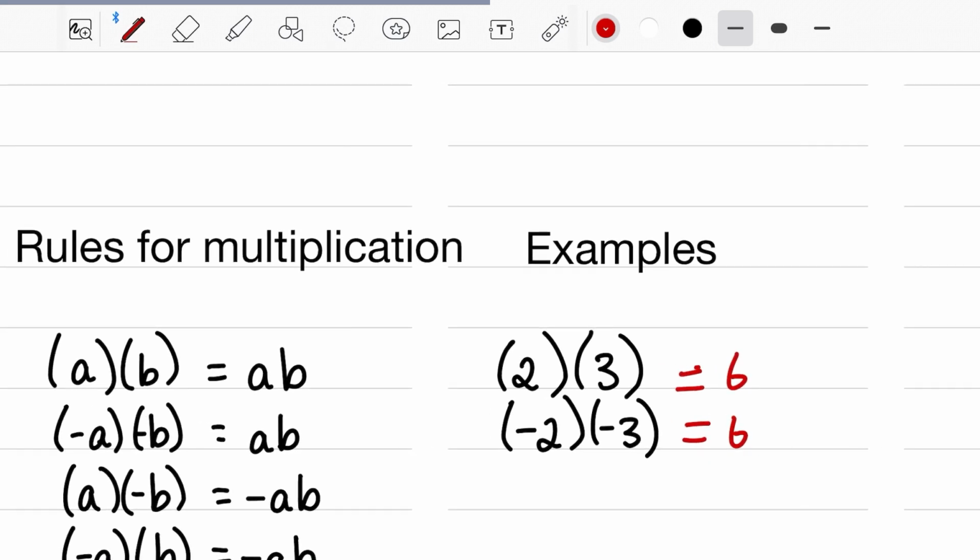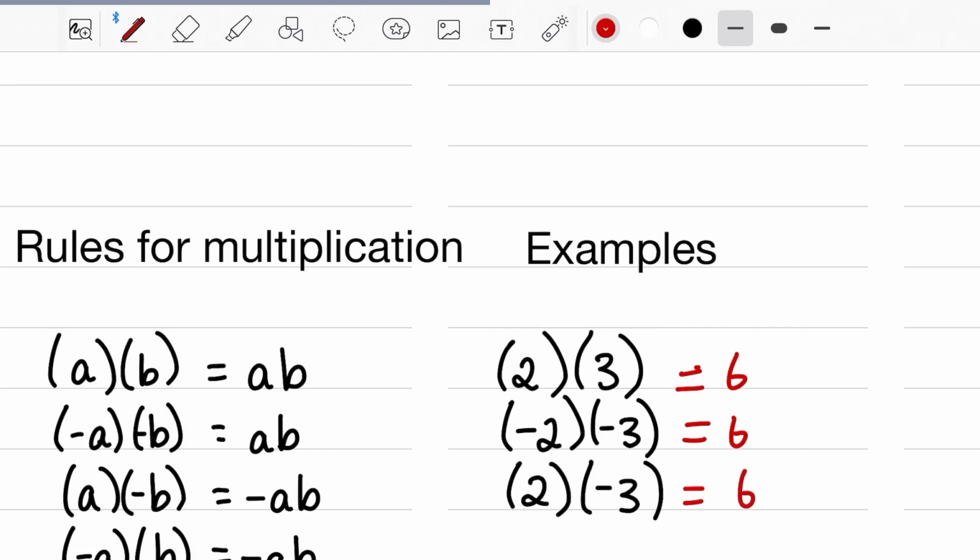Right, and I'm multiplying the numbers as normal. Now let's look at positive 2 times negative 3. Now in this case, 2 is positive and the minus 3 is negative, right? We'll multiply 2 by 3 as normal, which is 6, right?